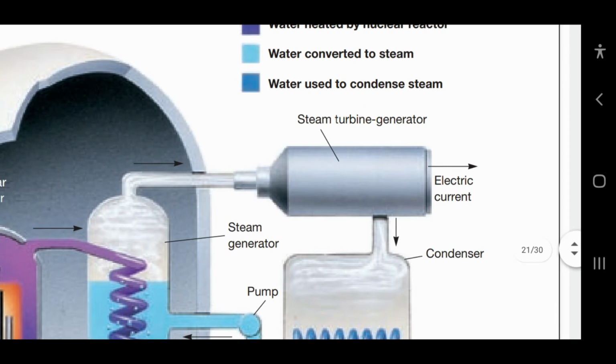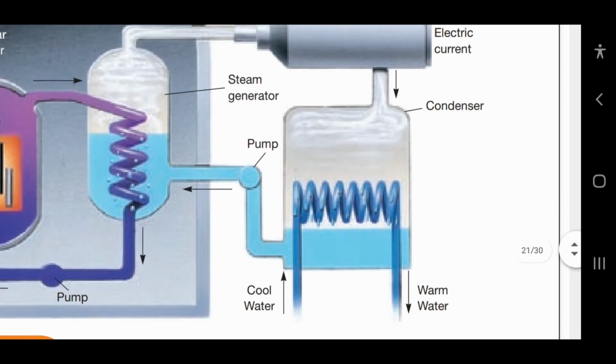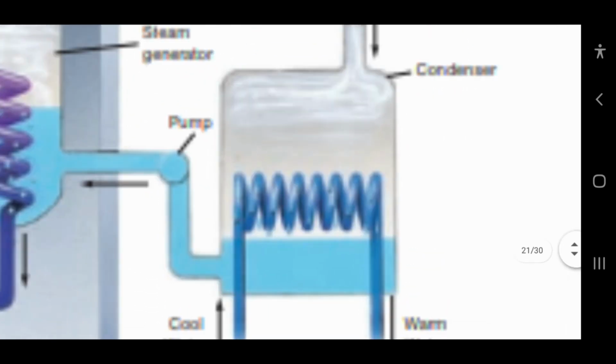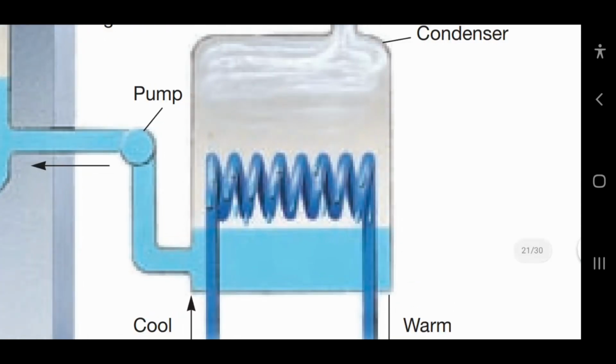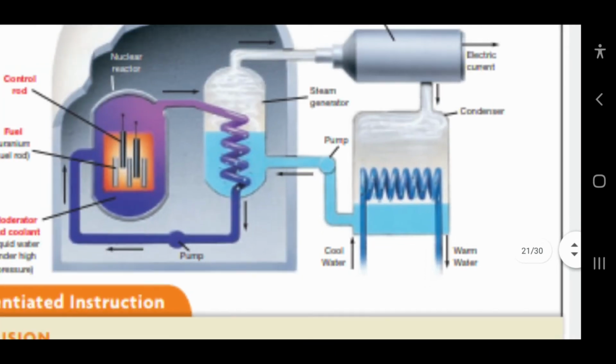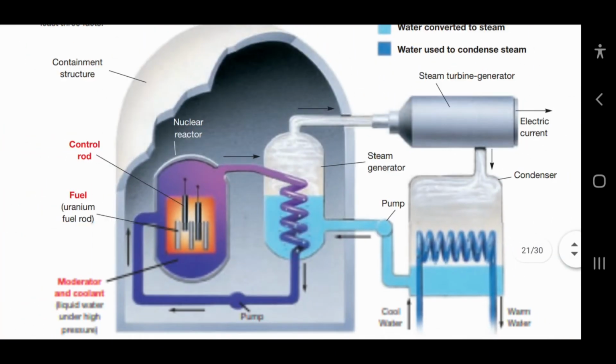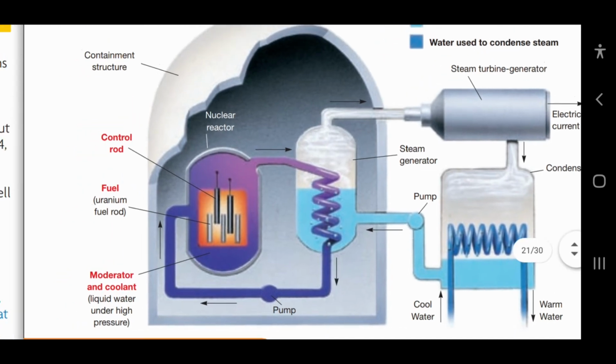Now, the steam will be condensed again in this container here. It will be condensed to water again, and this water will be pumped to the first vessel again in a circular motion. And this is how we could have electricity by using nuclear power.